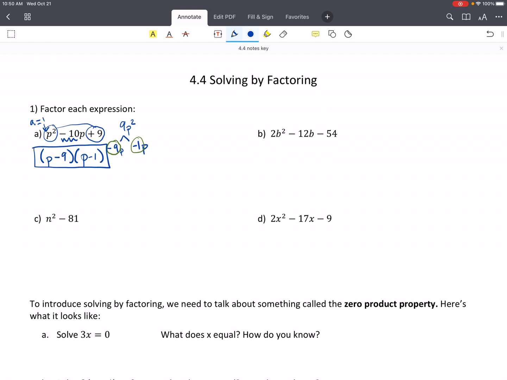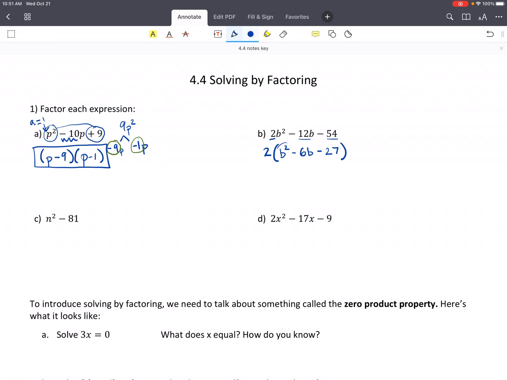Part B over here, I'm going to do the same thing. First thing I look for is a greatest common factor. I see everything is divisible by 2. So we factor out the 2 first, and now I divide everything by 2. I get b squared minus 6b minus 27.